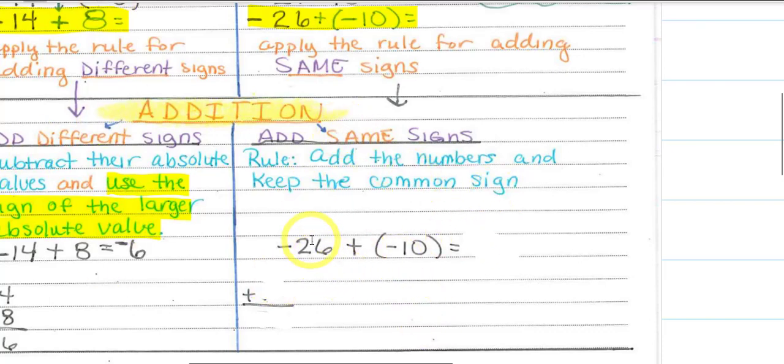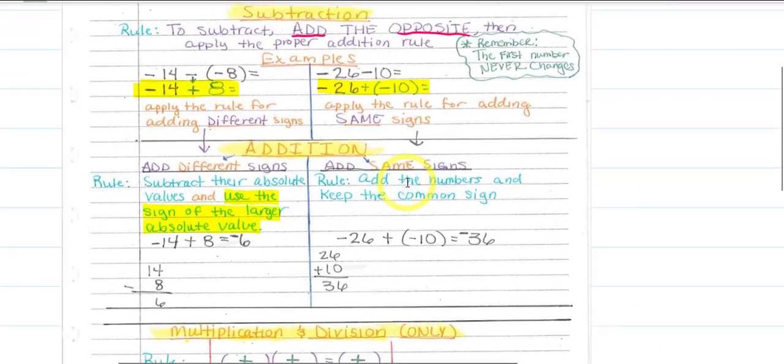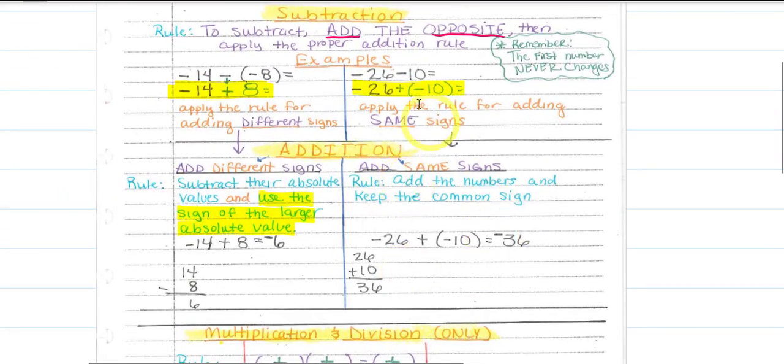So I've got a negative 26 plus a negative 10. Both are negative. All I have to do is simply add 26 plus 10 to get 36. And since both of them are negative, my answer will also be negative. Okay. So I hope that seeing it this way will give us a clear view of how subtraction and addition are interrelated. Every subtraction problem is going to become one of our two addition situations.